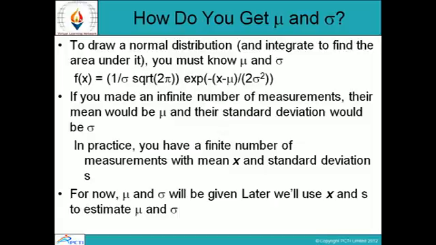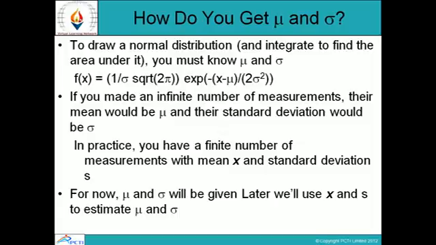How do you get mu and sigma? To draw a normal distribution and integrate to find the area under it, you must know mu and sigma. f(x) equals 1 upon sigma square root of 2 pi times exponential of minus (x minus mu) squared upon 2 sigma squared.